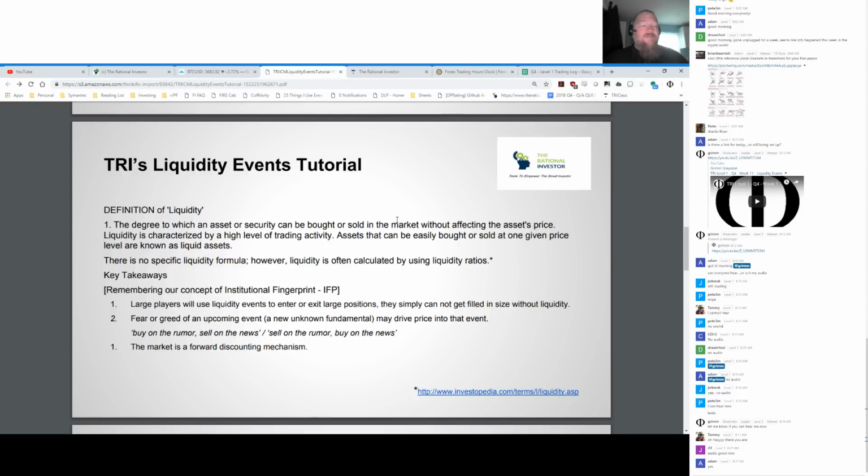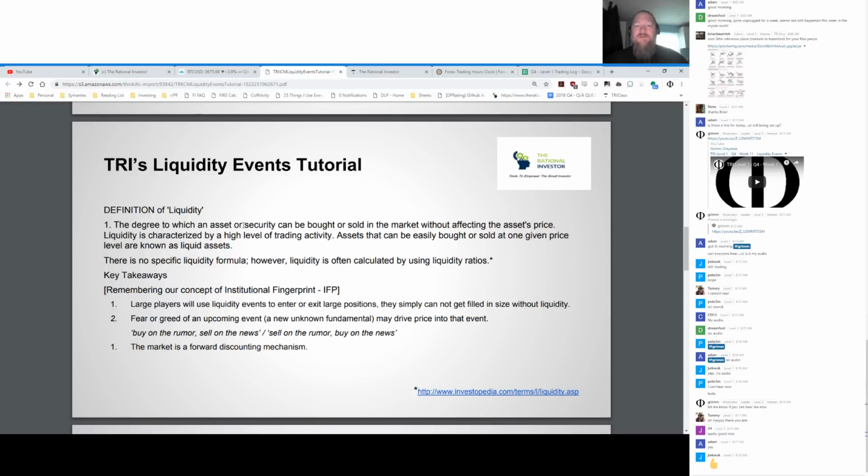To understand a liquidity event, you first have to understand what we mean when we talk about liquidity. Liquidity is the degree to which an asset or security can be bought or sold on the market without affecting the price. It's characterized by a high level of trading activity. In other words, we get a lot of orders onto the market, and when there are a lot of orders, you can buy or sell larger volumes of that asset without driving the price up or down.